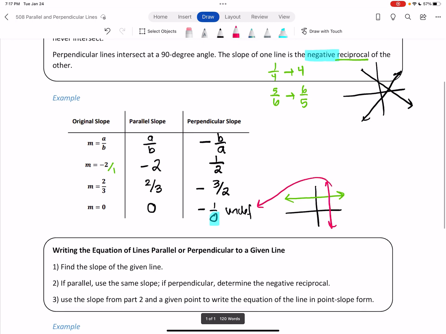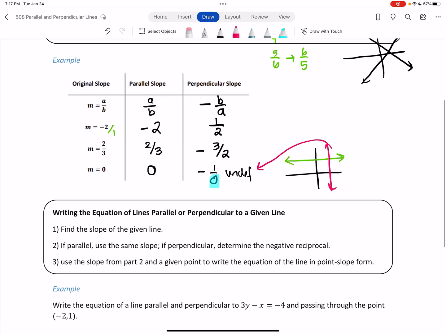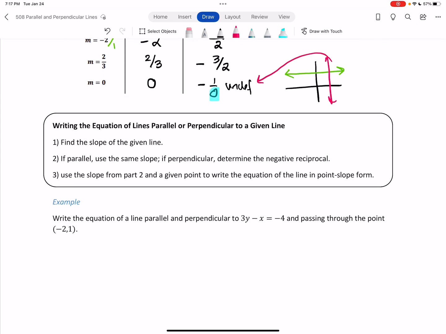So if you want to write equations of lines which are parallel or perpendicular, then you need to find the slope of the line that you have. If it's parallel, use the same slope. If it's perpendicular, do the negative reciprocal. And then with the slope you found, write an equation using the point they give you. So write an equation of a line, parallel and perpendicular. So I'm going to write two different lines, one parallel, one perpendicular.